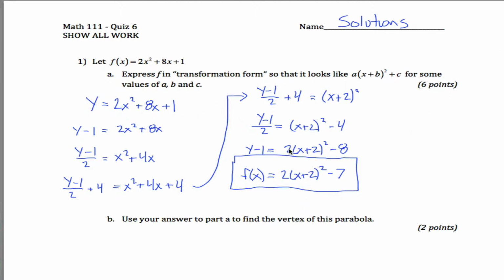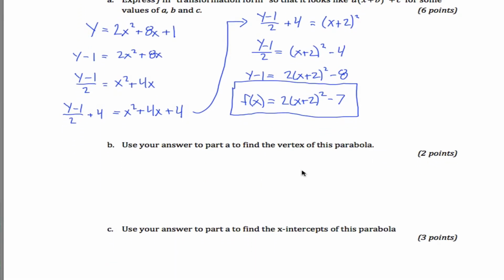Why bother doing all that work, all that complicated algebra? Well, because it'll answer a lot of questions. It'll answer part B, for example, where you're asked to find the vertex of this parabola. Because you can view this as just transformations of our standard parabola, f of x equals x squared. This 2 right here has some sort of vertical stretch thing going on. This minus 7 is a vertical shift, and this plus 2 right here is a horizontal shift.